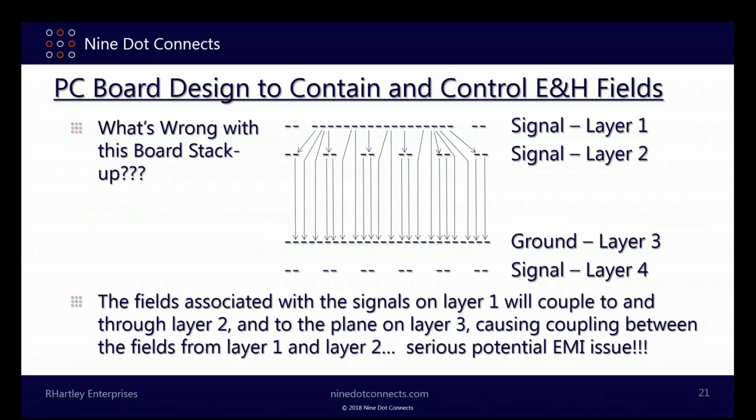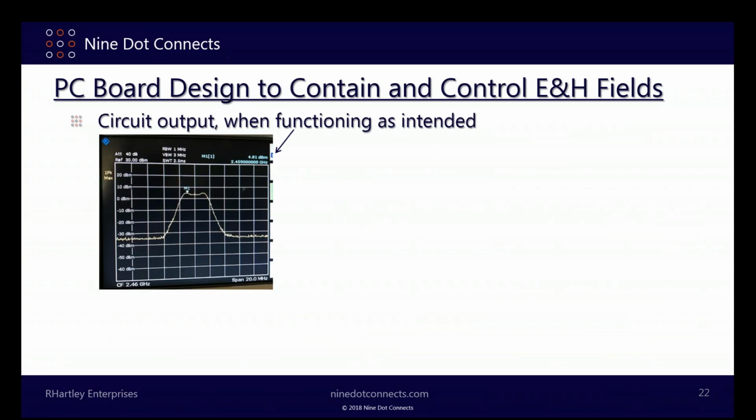So what's the solution to this? Route layer 1 in triplets. Now you have a return path that's coplanar to the signals to help contain the fields to keep most of the field energy from layer 1 from wanting to couple to layer 3. Easy solution. Here's a circuit, an analog circuit.